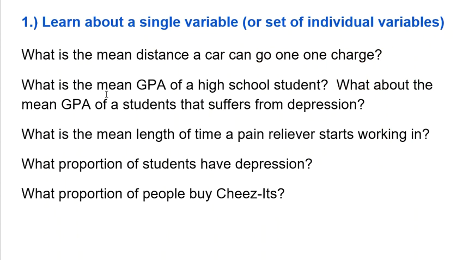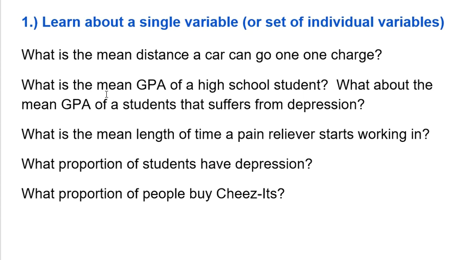All right, now, let's go back to those ideas we talked about, that our goal is usually aimed at one variable or the relationship between two variables. So let's look at some questions that come from a single variable. So here we go. What is the mean distance a car can go on one charge? That's the only thing I care about, that one variable, the mean distance, and that's going to be quantitative, okay? But that's a great question.